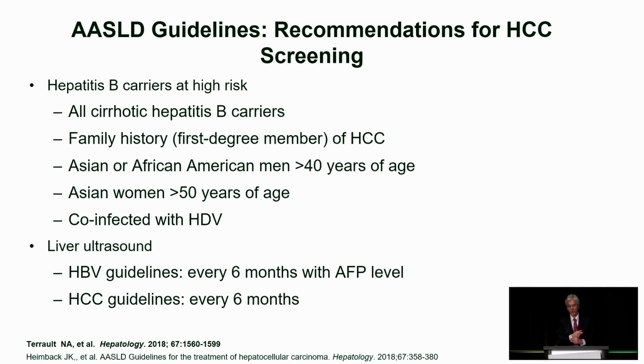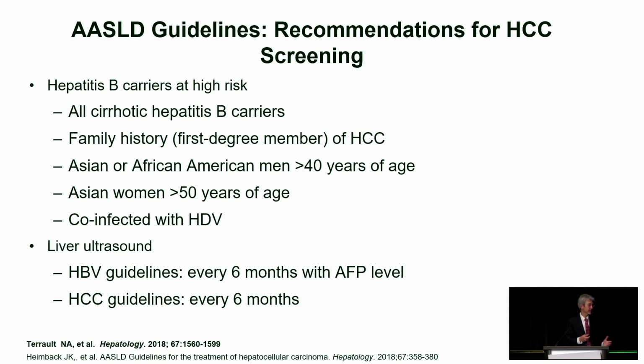So all cirrhosis patients, anyone with a family history of hepatocellular cancer, those who are Asian or African American men greater than the age of 40, Asian women greater than the age of 50, and anyone who is co-infected with hepatitis D. And typically this is an ultrasound and an AFP level every 6 months. If you ask all the hepatologists up here, there are going to be other groups included in the screening as well, but this is what the guidance says we have to do.